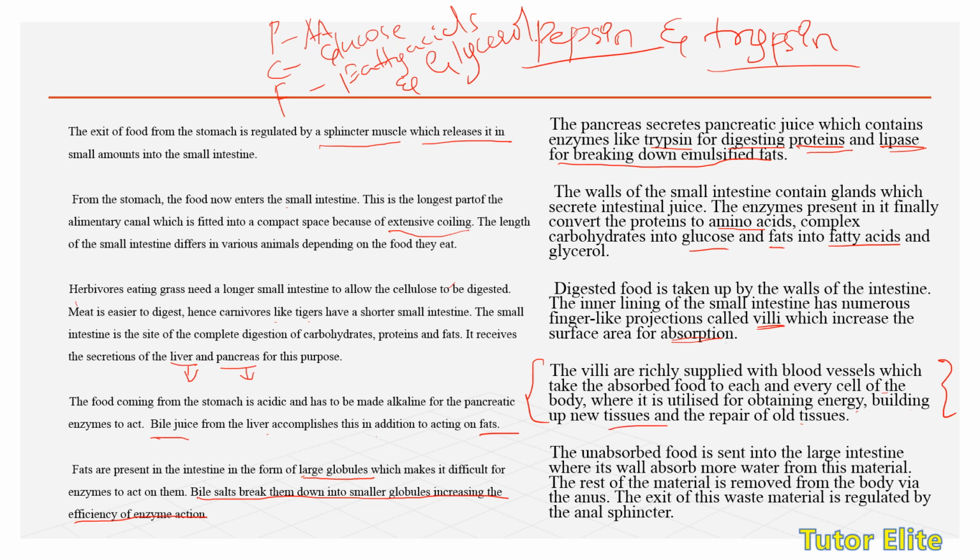The unabsorbed food is sent into the large intestine where its wall absorbs more water from this material. The rest of the material is removed from the body via the anus, that is excretion. The exit of this waste material is regulated by the anal sphincter.